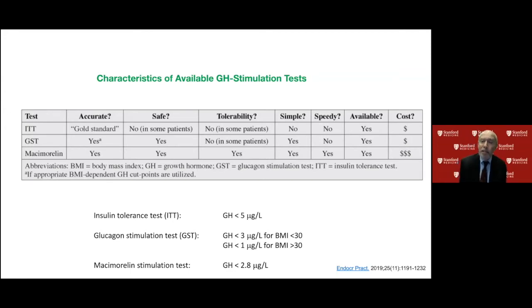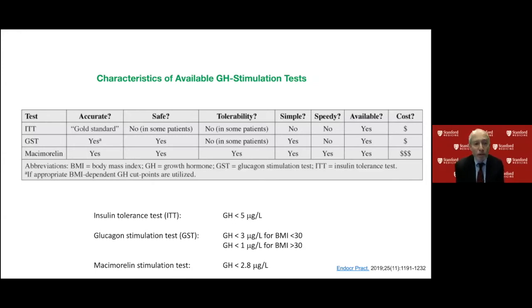The glucagon stimulation test is accurate. It's quite safe. Some patients will develop hypoglycemia at around the 4th hour and will get nauseated, but it's not severe hypoglycemia. It's a very prolonged test, and the glucagon is relatively cheap.